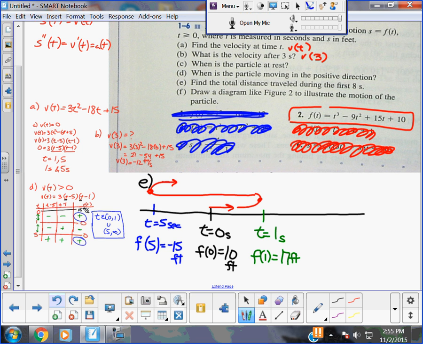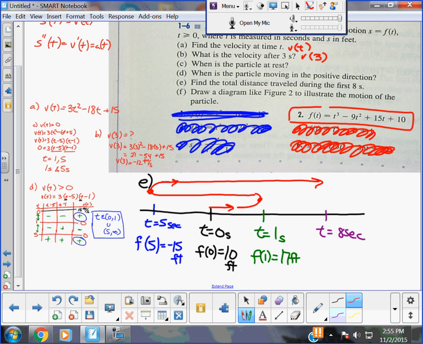Everybody, what's happened to this particle this time? At time 0, it started at 10. It went to 17 feet at time 1, turned around, traveled all the way to negative 15 feet at time 5, and then turned around again, and it's going to go positive for the rest of the time. But we're going to only go to time equals what? We're going to go to time equals 8 seconds. And again, I'm going to guess that it's going to be over here.